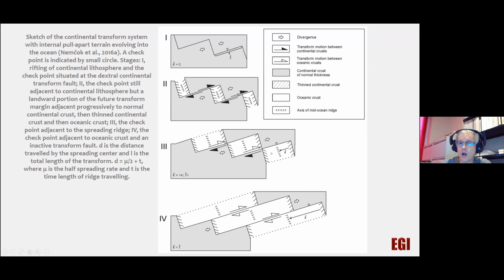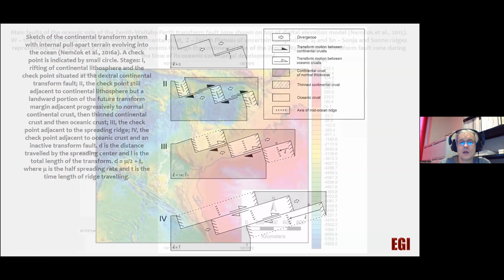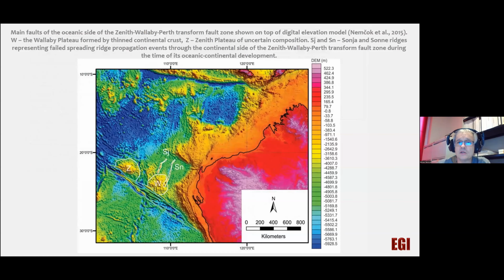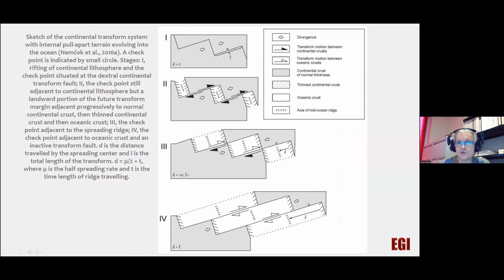And it would take a while until it loses contact with the future transform margin. While the spreading center does so, it provides quite some heat for the margin. And while it does so, it also keeps generating newer and newer increments of new oceanic crust. So therefore, the system becomes wider as it migrates. So what this stage basically does is that it migrates in time and space. So this would be a segment undergoing development stage, oceanic-continental.